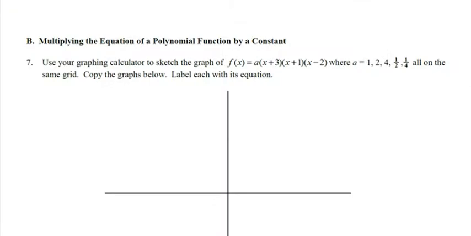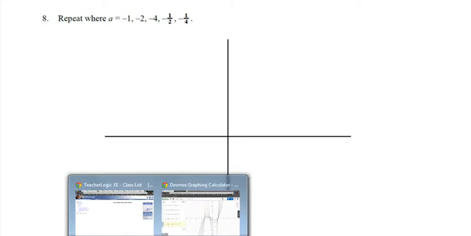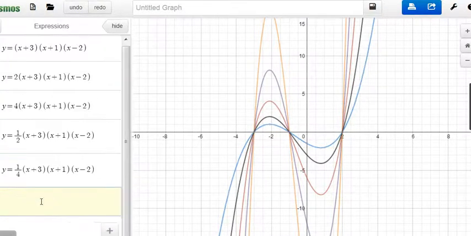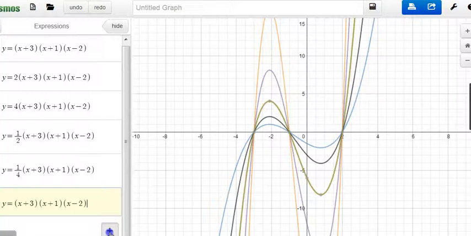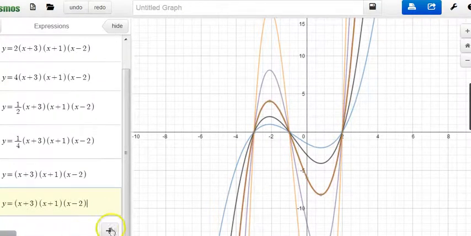Okay, label each with its equation. All right, that's more or less done. Repeat where a equals negative 1, negative 2, negative 4, negative a half, and negative a quarter. Don't erase those and make another one. I want all 10 of them. Don't erase the first 5. Good job. What do I need? 5 more? Yes.